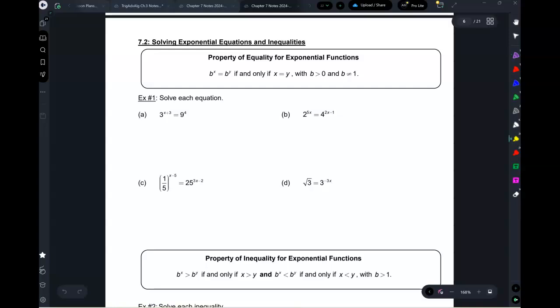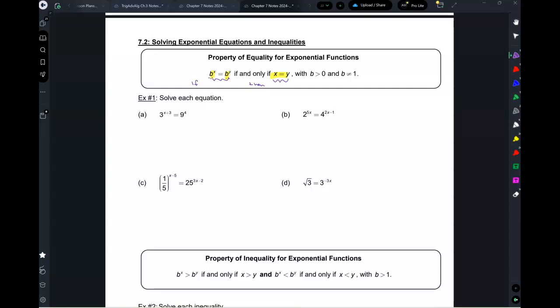The property says b to the x equals b to the y if and only if x is equal to y. If you notice, this was actually one of the challenge problems in the last chapter, and there was a bonus question like this on your test. Remember what we said before? It's "if and only if", it's an if-then statement. So basically, if this, then this, and it also goes in the opposite direction, right? Okay, so basically what this is telling us to do is to make it so that the bases on both sides of the equation are the same.